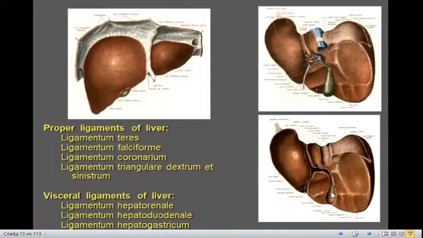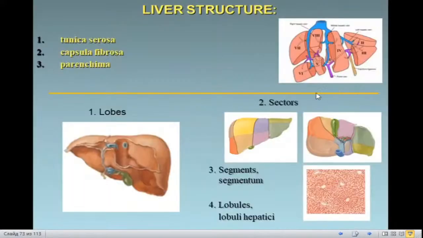On the visceral surface of a liver, you can see the groove for the gall bladder called fossa vesica fellea. Liver structure. So I said to you that the liver has 2 lobes, right and left. It's the posterior view of the liver. This is right and this is left.